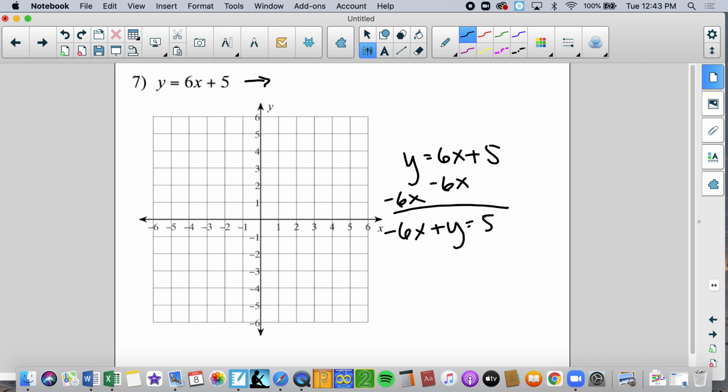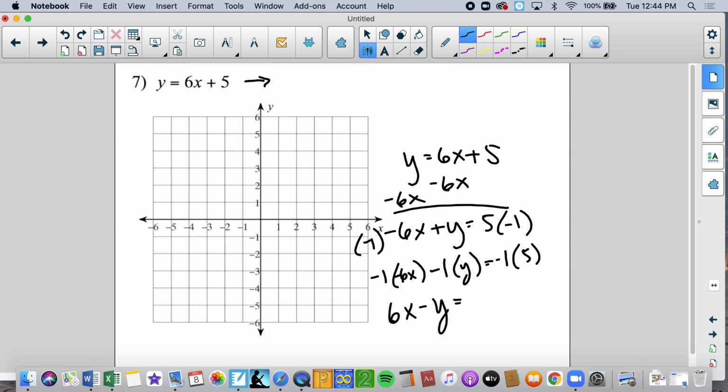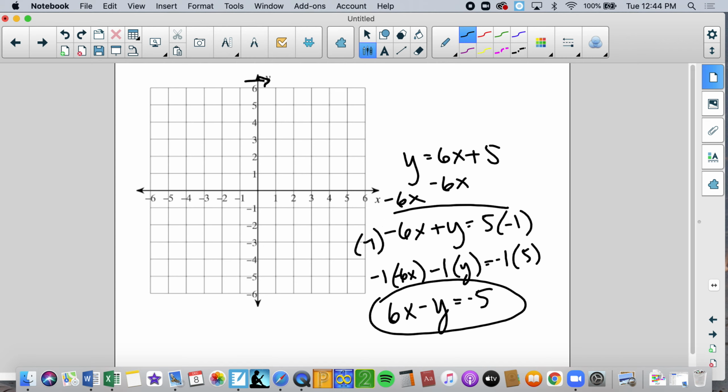I can't have my a be a negative number. It has to be positive. So I'm going to multiply everything times negative 1. I have negative 1 times negative 6x, negative 1 times y equals negative 1 times 5. That gives me a positive 6x minus y equals negative 5. That would be my equation in standard form.